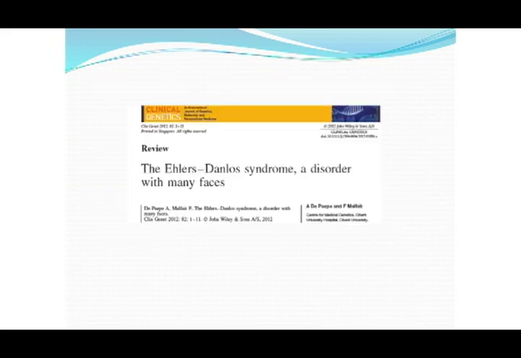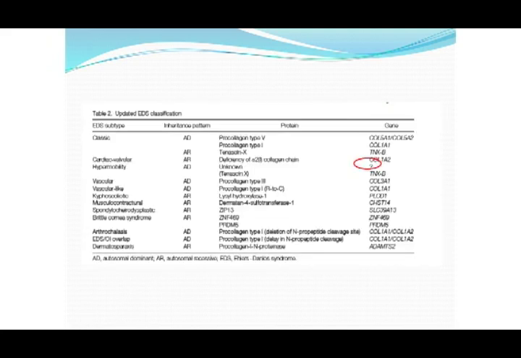Dr. Anne De Paepe and her co-worker, Dr. Malfait, wrote an article recently, in Clinical Genetics in 2012, describing Ehlers-Danlos syndrome. They called it a disorder with many faces. In this excellent review, they gave another list, with some additional recently described subtypes, including this musculocontractural type, which is an autosomal recessive form caused by the CHST14 gene.